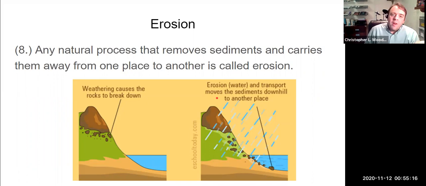So weathering is breaking down. Erosion, and a lot of people get these mixed up. Erosion is actually the movement of material. Erosion is any natural process that removes sediments and moves them from one place to another. So erosion is the actual movement. Weathering is the breaking down.